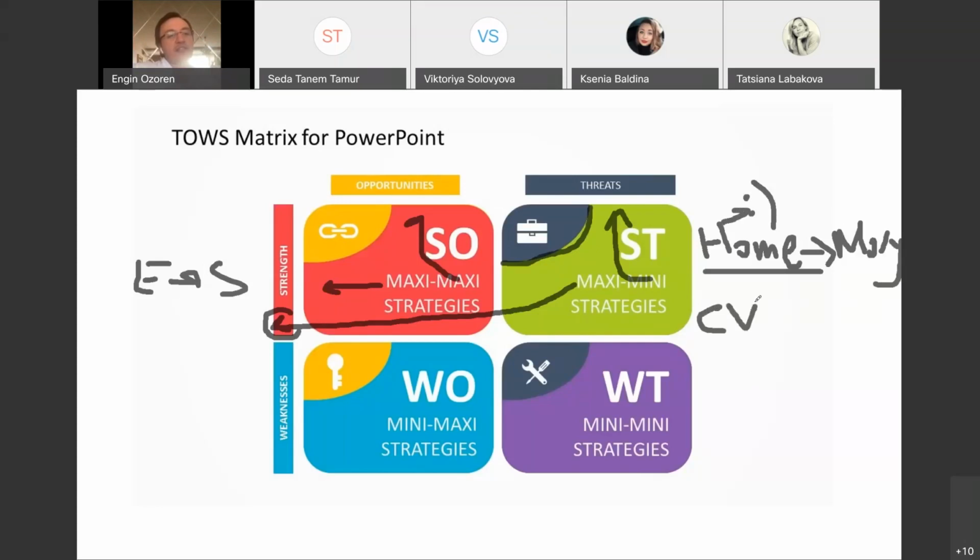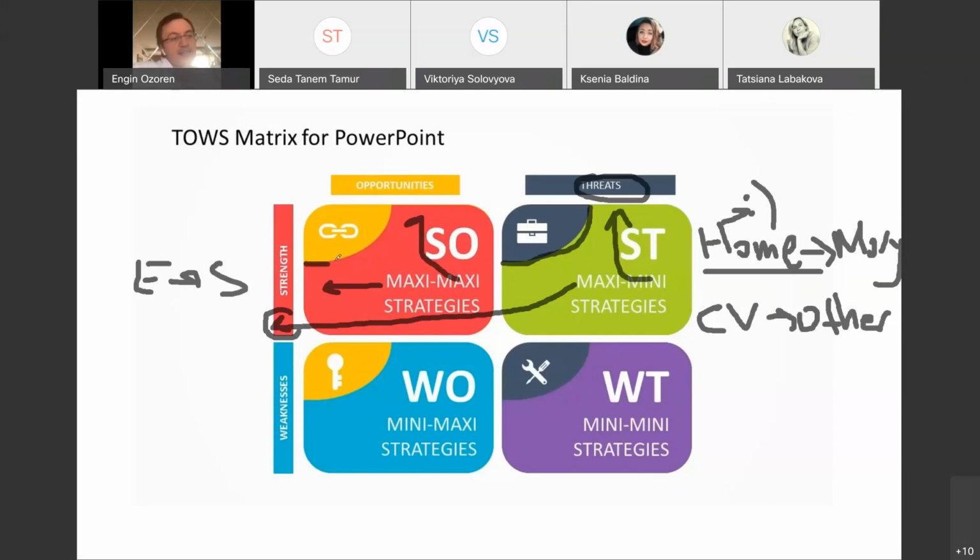The real one for my maxi strategies: what I could do is increase my CV popularity to go and try other businesses, other kinds of work, which could minimize my threat of losing my job. So use your CV to prove to other companies that, today I'm a training manager, maybe I can apply to health and value positions or marketing positions. Why is my CV powerful? So I could convince the other side to change my position.